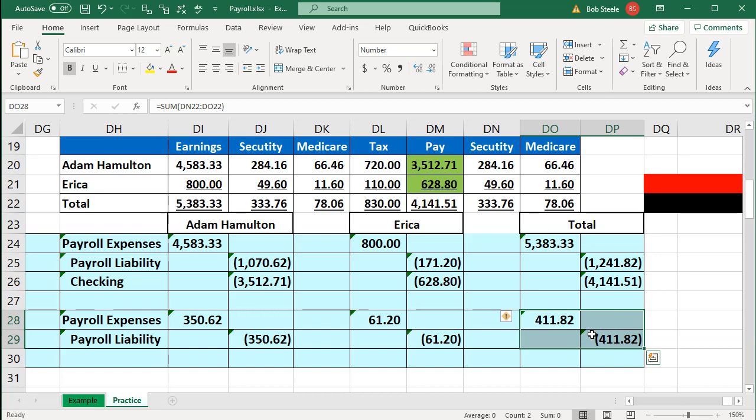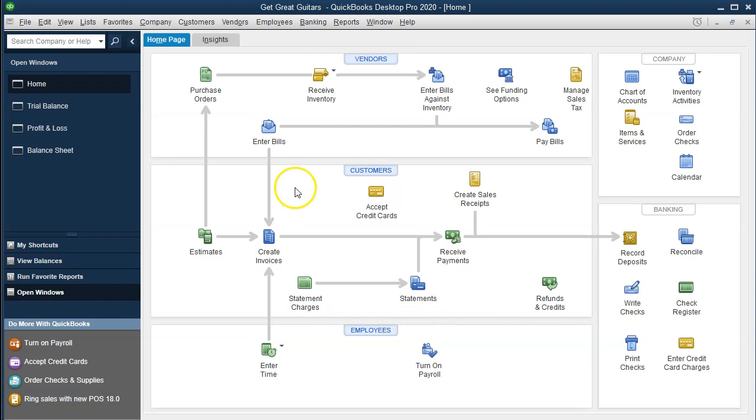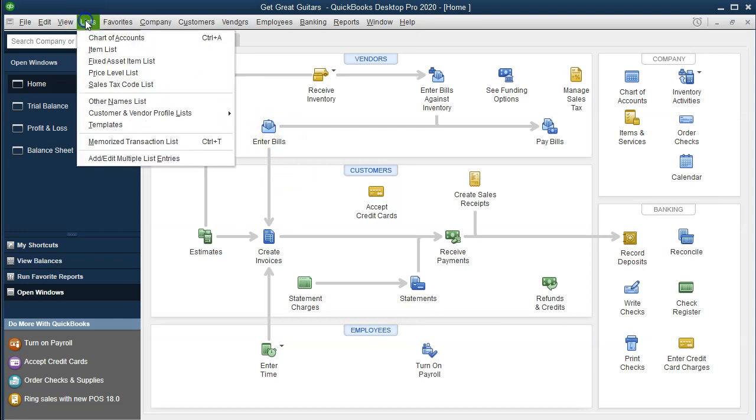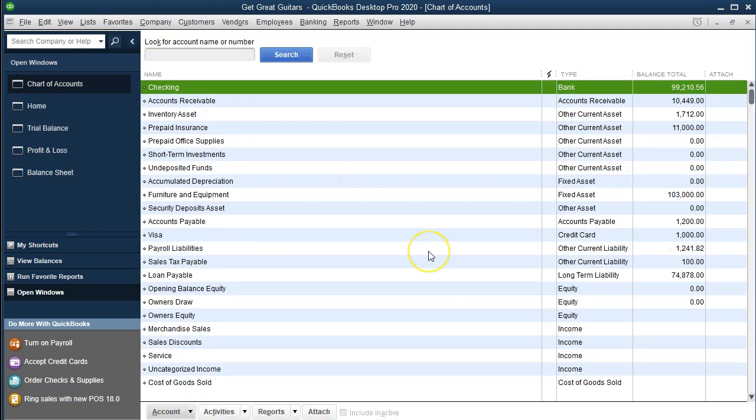Now, we're going to use the registers to do that instead of journal entries. To use the register, we have to use the payroll liability register because we only have registers for balance sheet accounts, not for income statement accounts such as the payroll expense. So let's find that. We're going to go back to QuickBooks, and we're going to then go to the lists up top. We'll go to the chart of accounts, and then we're going to be looking for the payroll liability.